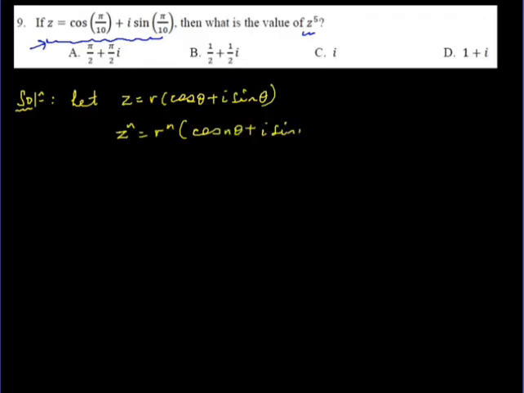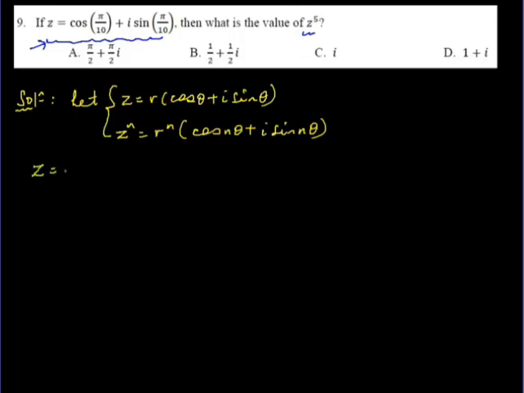There is a rule. If we have a certain complex number which is written in polar form, r times (cos theta plus i times sine theta), then z to the power of n becomes r to the power of n times (cosine of n theta plus i times sine of n theta). We use this fact.